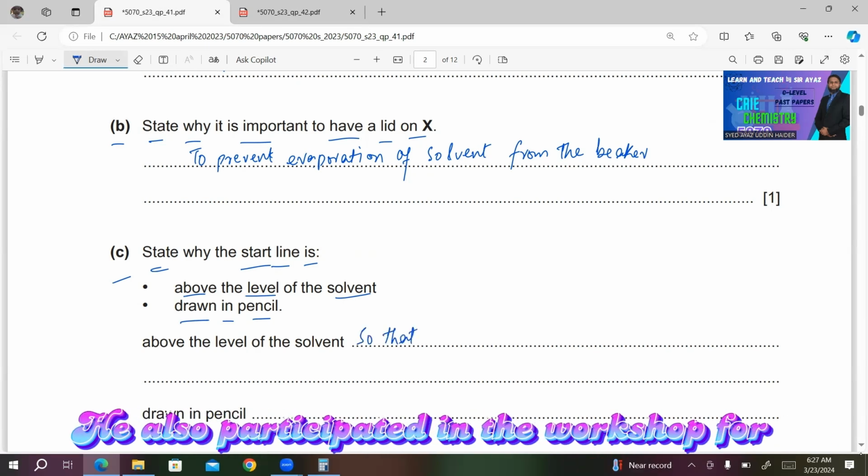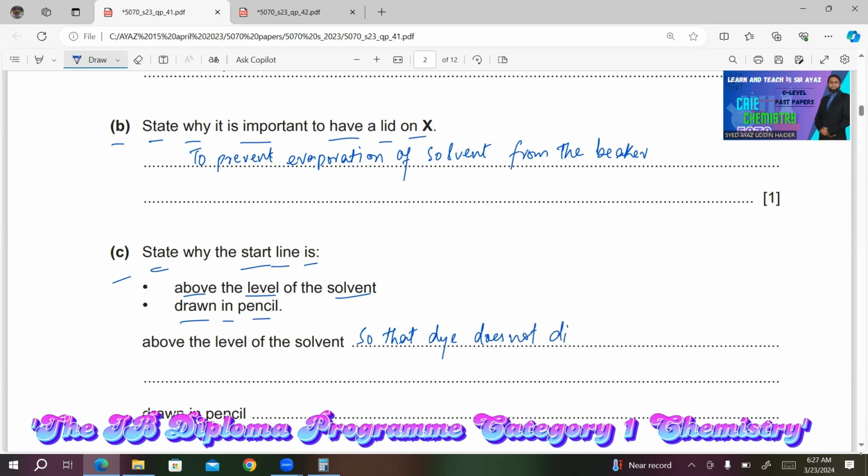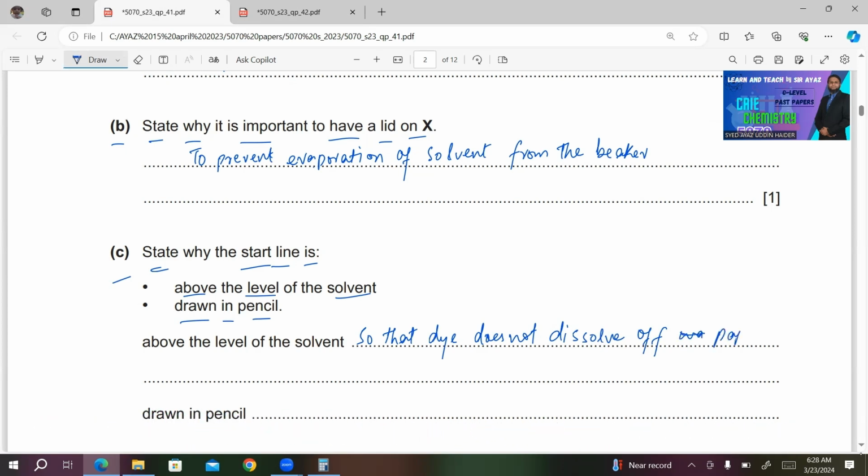So that dye does not dissolve off the paper into the solvent. Pencil is insoluble in the solvent.